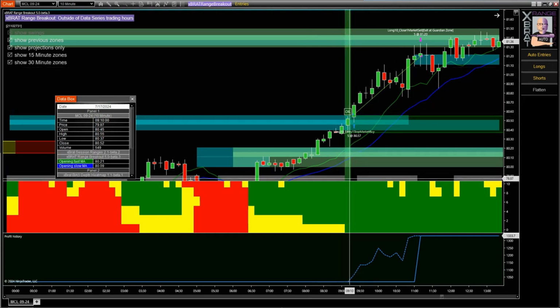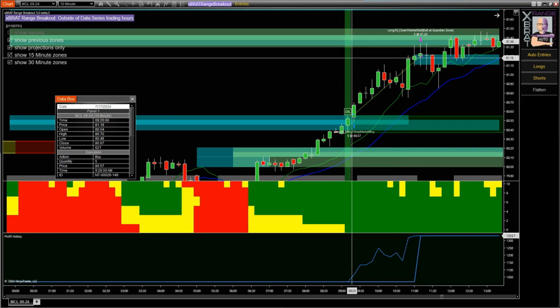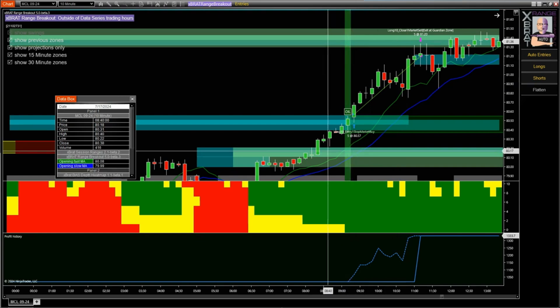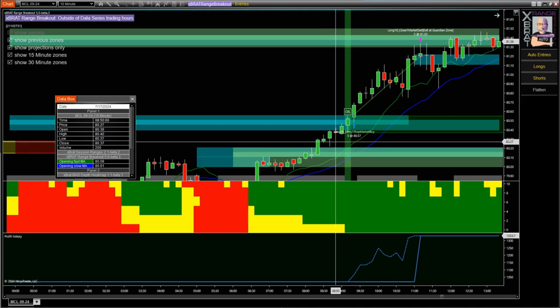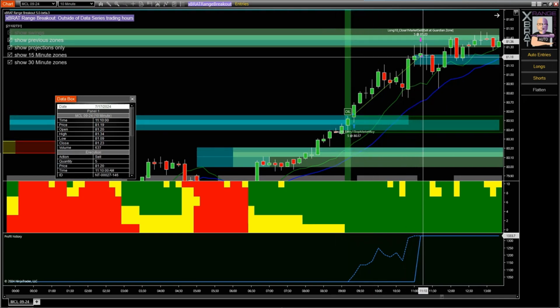The bias was all green. We're only looking for the long. We had confirmation. We had lots of fresh air to the next resistance zone. And this was on the 17th of July. The ASB did what it's supposed to do. It took the trade. As soon as it hit the next Guardian zone, it took the profit.